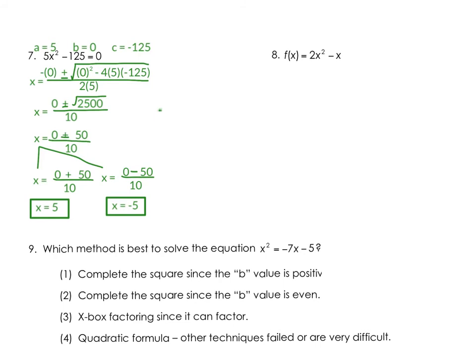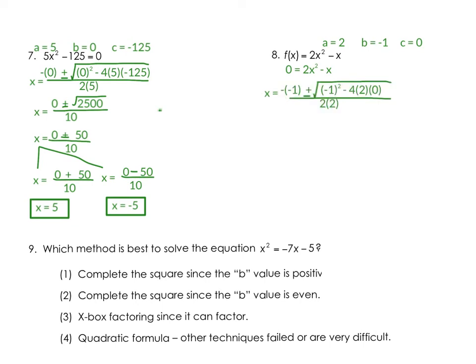So f of x equals 2x squared minus x. So instead of f of x, we need to replace that with a 0 because we're finding the zeros or the roots. Then we're ready to go ahead and identify a, b, and c. A equals 2, b equals negative 1, and c equals 0. Then we can sub them into the formula.